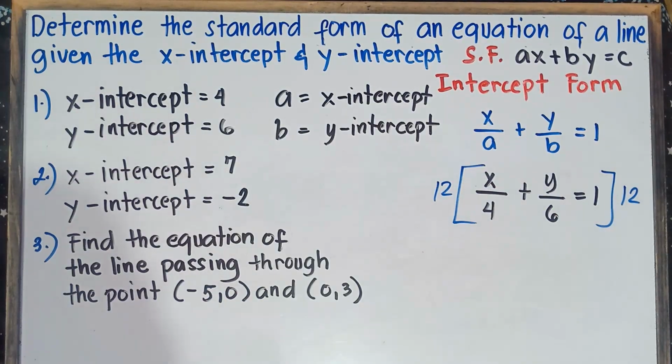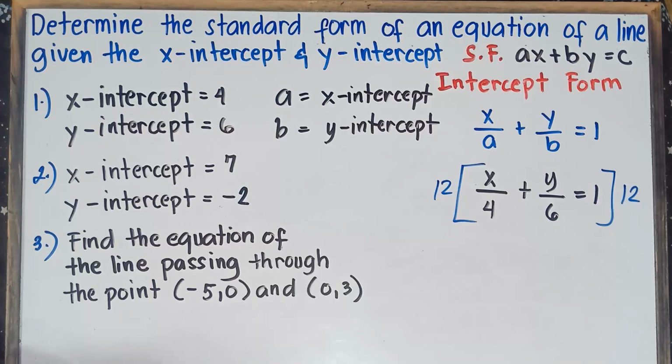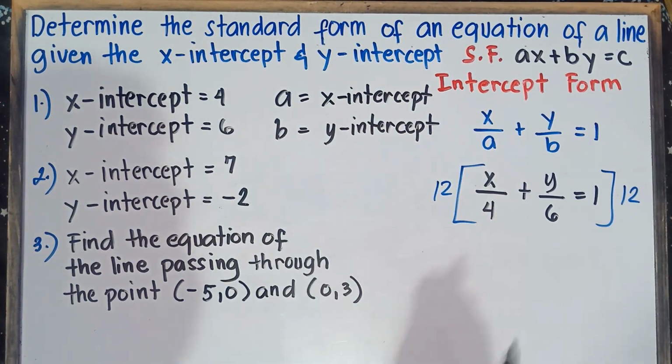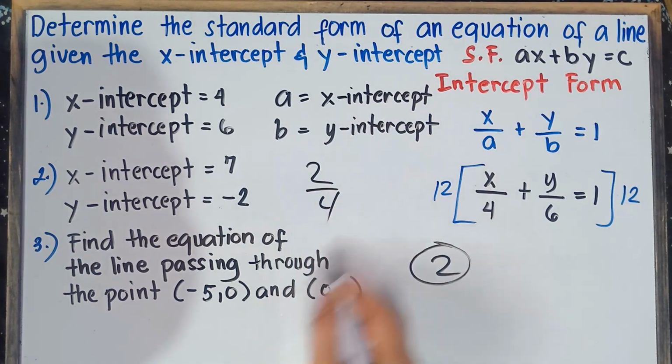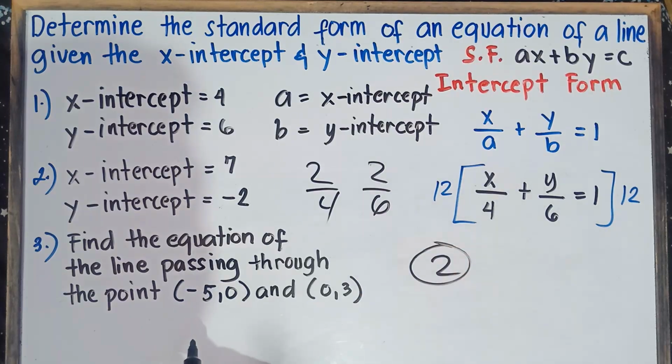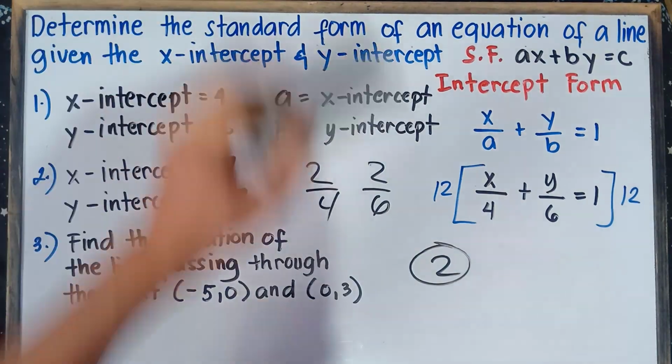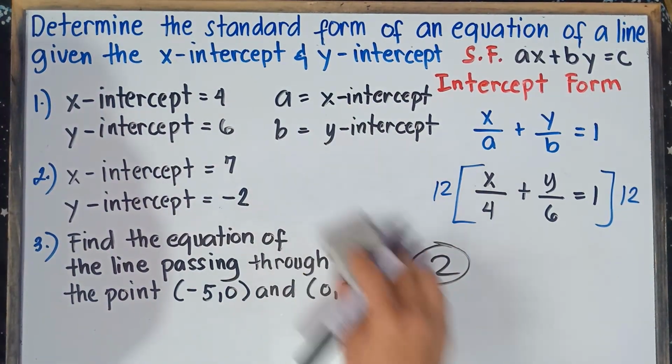Now, you'll be asking, sir, why is it 12? Because we can divide 12 by 4, and we can also divide 12 by 6. Once again, class, do not select 2. We cannot divide 2 by 4, and we cannot divide 2 by 6. You will get a decimal answer. Once again, you need to find the LCM, the least common multiple.